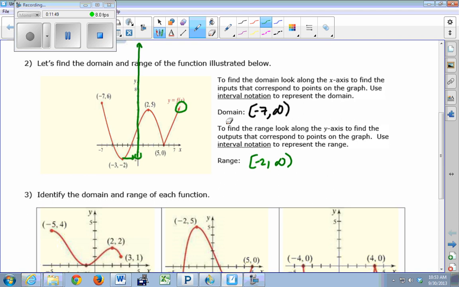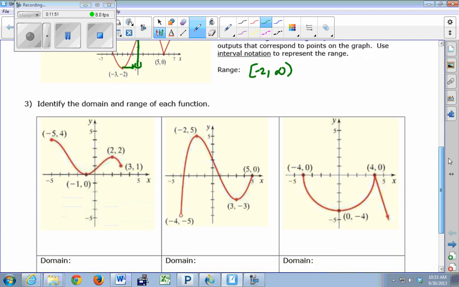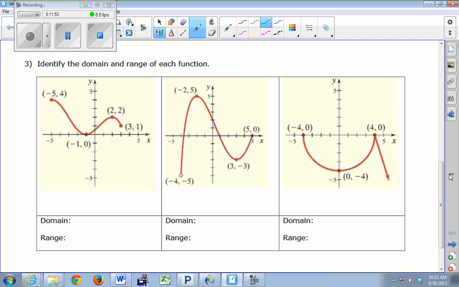Okay. So what I'd like you to do now at your seats is, I've given you 3 pictures of 3 different functions. I'd like you to identify the domain and range of each, please. So let's look at this. We have 5 tables and we have 6 spots to fill in. So I'll do the first one, the first domain. The first domain goes from bracket -5, comma 3.